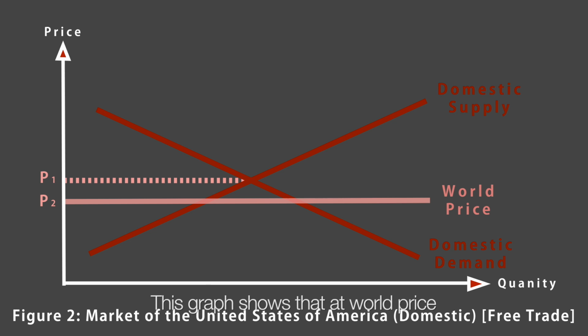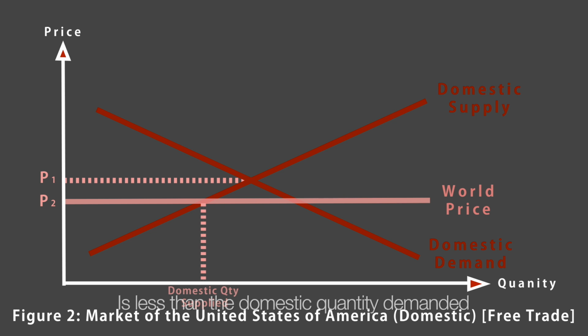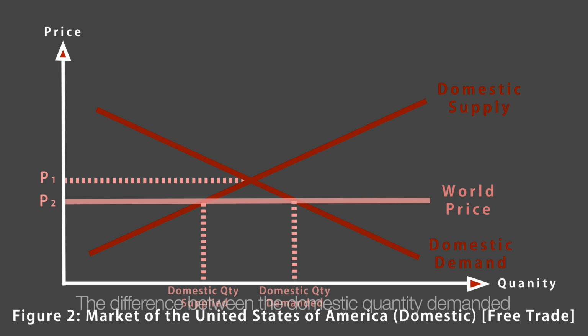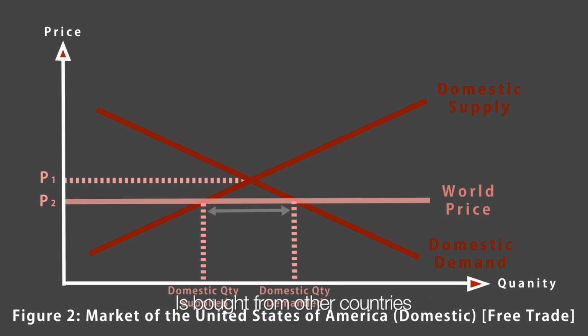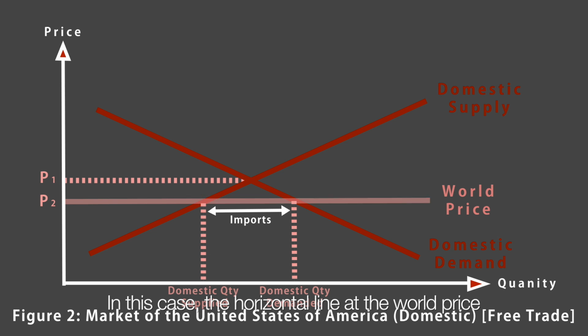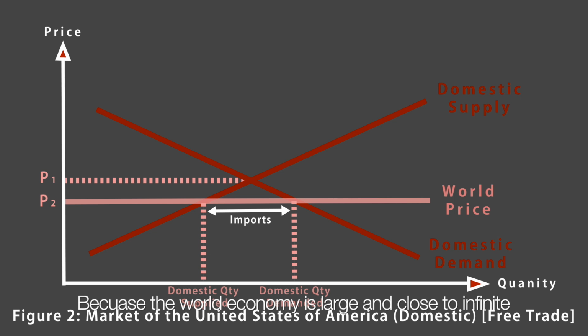This graph shows that at world price, the domestic quantity supplied is less than the domestic quantity demanded. The difference between the domestic quantity demanded and the domestic quantity supplied is bought from other countries, and America becomes an importing country. In this case, the horizontal line at the world price represents the supply of the rest of the world. Let's assume the supply curve to be perfectly elastic, because the world economy is large and close to infinite, and America can buy as many goods as it wants at world price.